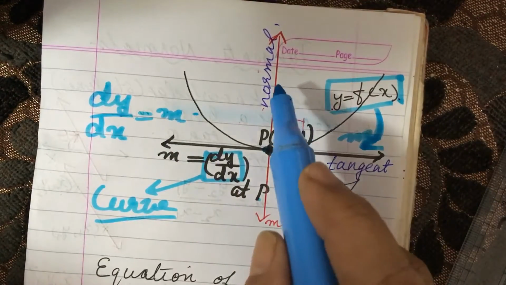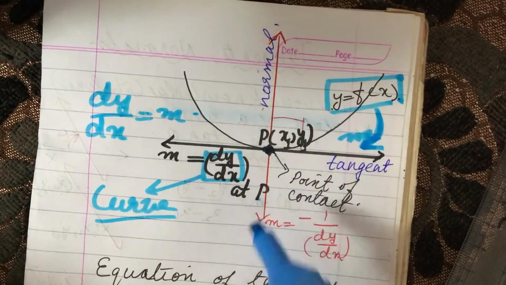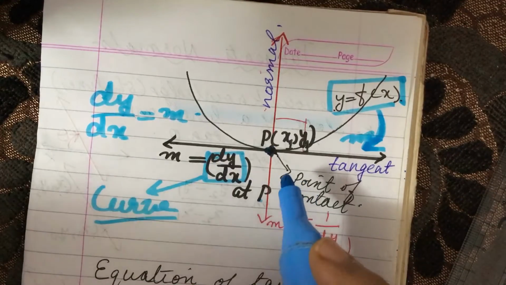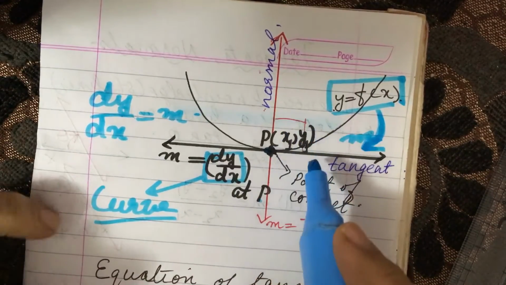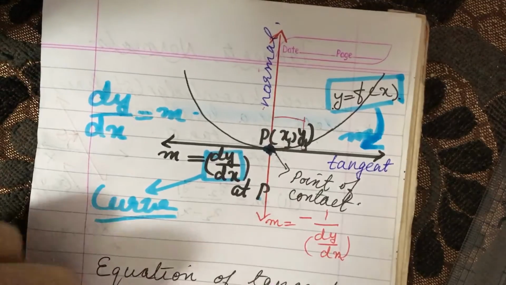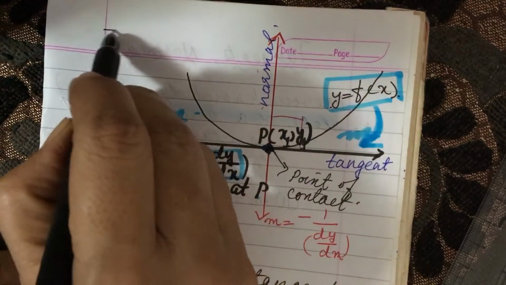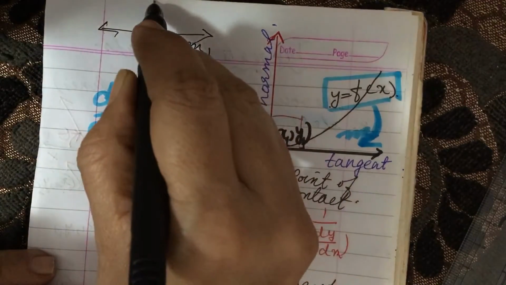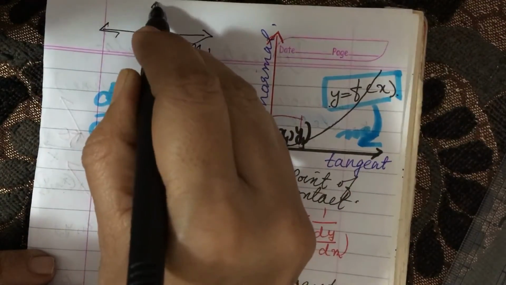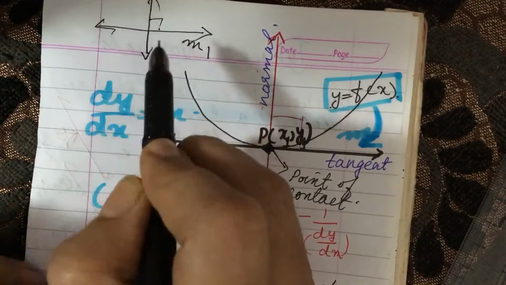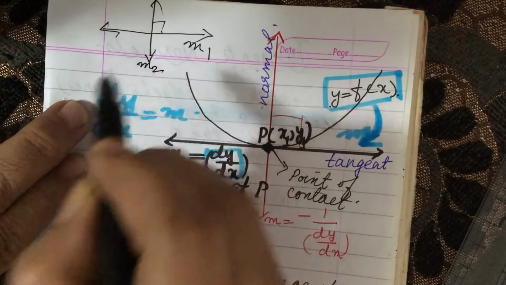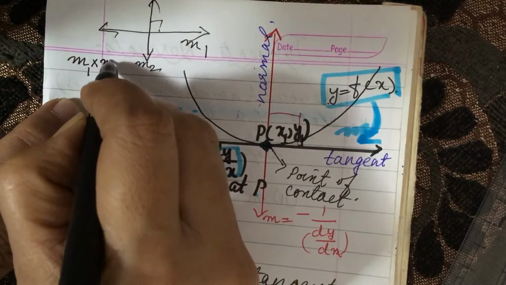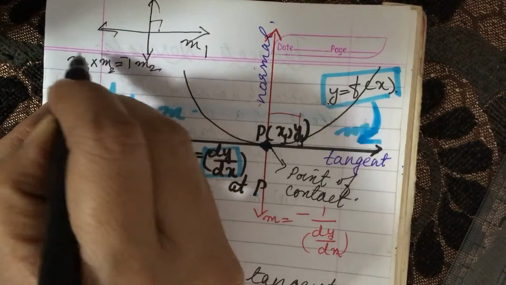Now, how to find the slope of the normal? For the slope of the normal, you have to apply the perpendicularity condition of two lines. If you know two lines are perpendicular, one is this line having slope m1, another is a line perpendicular to this at 90 degrees and its slope is m2. Last year we studied that the product of their slopes is equal to minus 1.